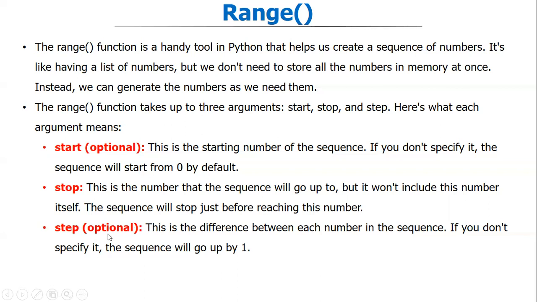Now we have the step. The step is optional, right? Let's say you are generating multiples of 2, which is 2, 4, 6, 8, and so forth. We can say that the range of numbers should start from 2, the stop is 10, and we step it up by 2. It means 2 to 4 to 6 to 8 and so forth. So that is the step. The step is like how big a jump you want from the first iteration to the second one. This is the difference between each number in the sequence. If you don't specify it, the sequence will go up by 1.